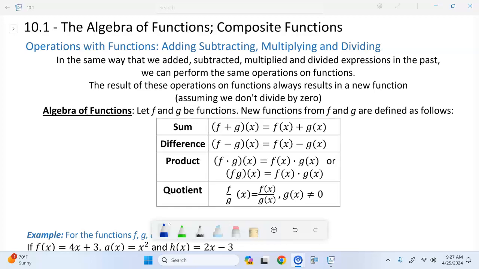So our last chapter, chapter 10, deals with primarily exponential and logarithmic equations. We got to cover some basic introductory stuff before we really get into the meat of that information, starting with the algebra of functions as well as composition of functions.